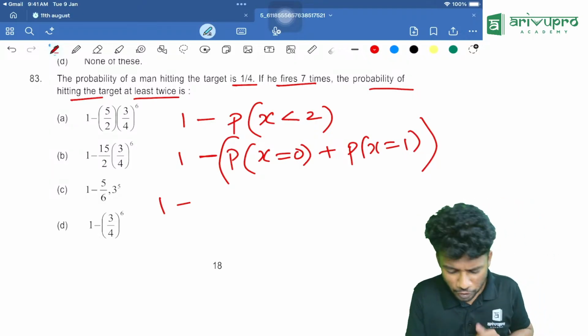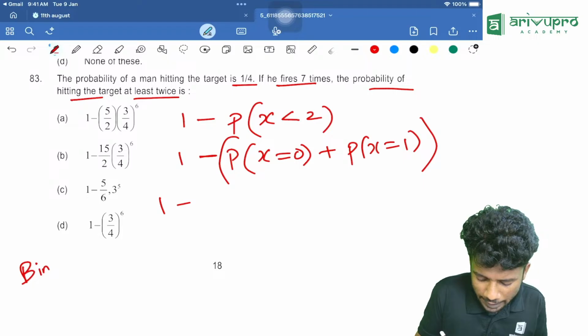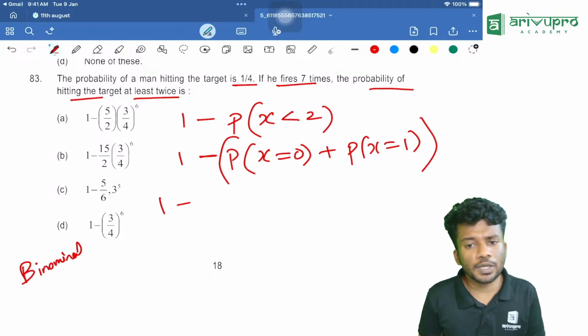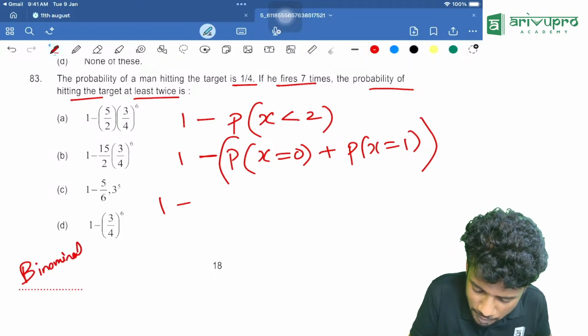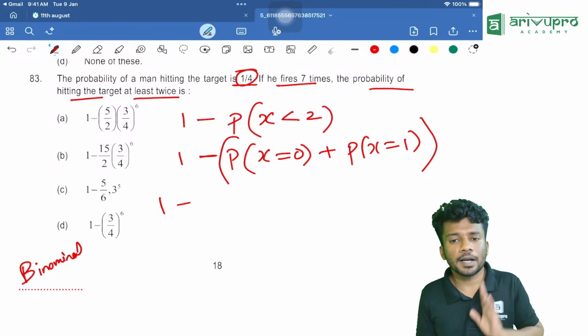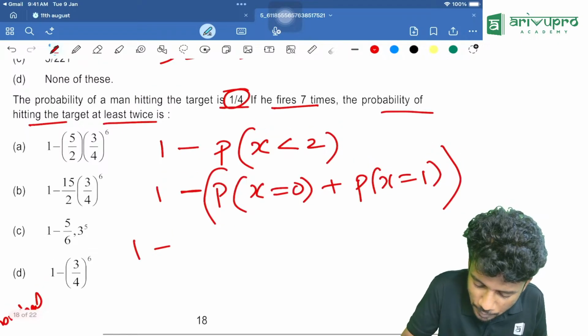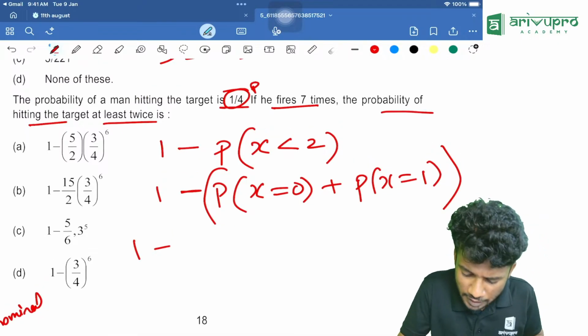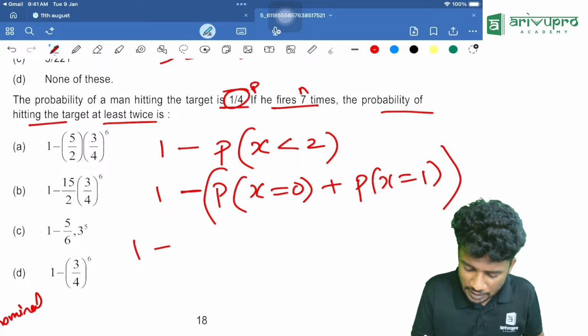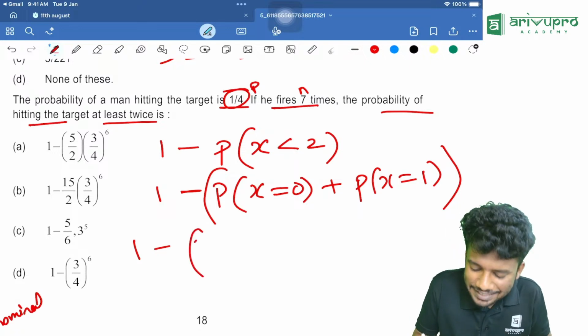Which formula are we going to use? We are going to use our binomial distribution over here. Now you tell me, what is the probability of success over here? 1 by 4 is the success. So the P value is 1 by 4 over here. N value is how much? 7. In the first case I am going to write nC0.